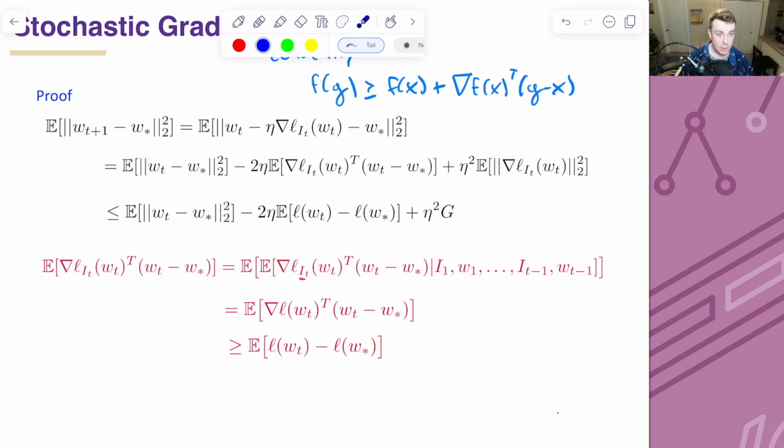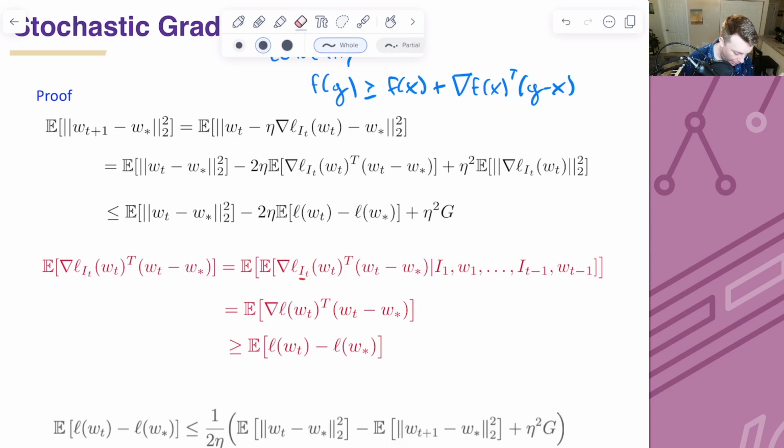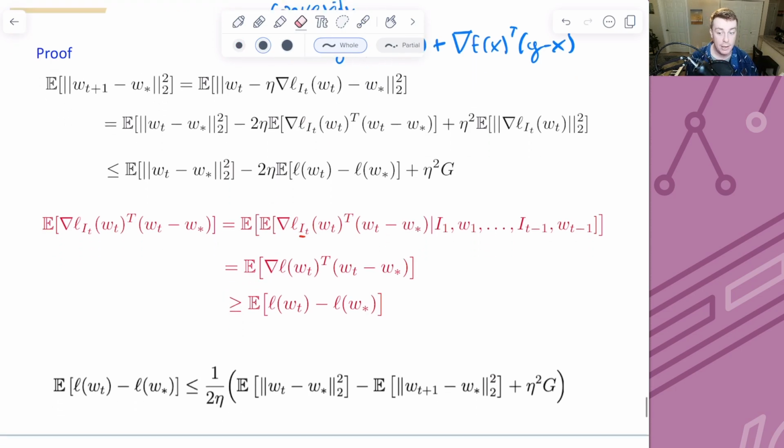Okay. Quick recap. Started with the distance, expanded things out. I upper bounded the gradient term up here because I knew that our function is G Lipschitz. And then here, I'm lower bounding this term, so I can get an upper bound on the whole equation, by doing this conditioning step and then applying the definition of convexity to give me a lower bound for what that is. And that is saying that it's going to be at least the difference in the loss at time t and the loss of the optimal.